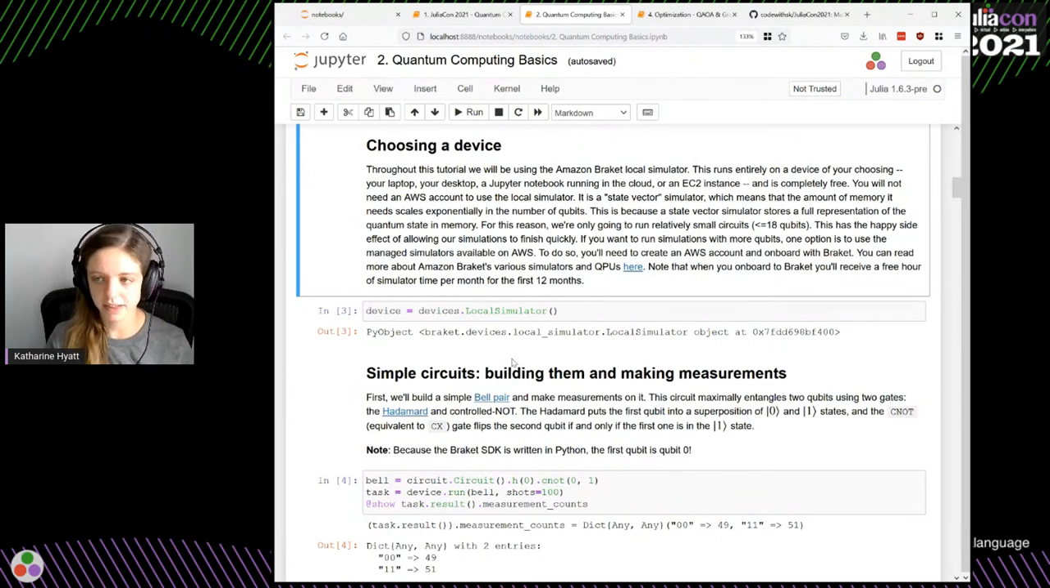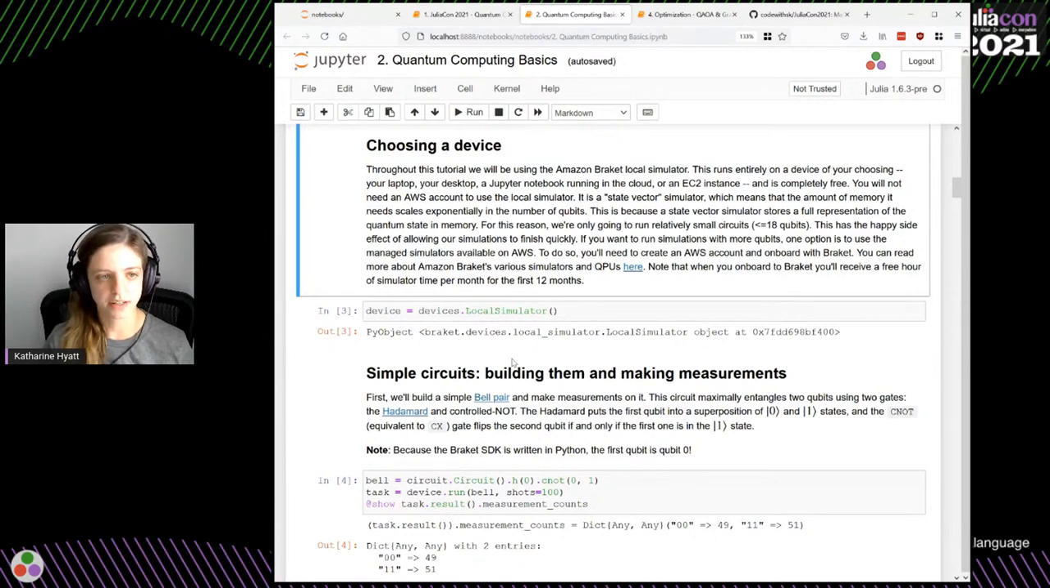It's a state vector simulator, and what that means is that the amount of memory we need to do a simulation scales exponentially in the number of qubits we want to use in the circuit. This happens because in a state vector simulator, we store a full representation of the quantum state in memory. And to do that, we need 2 to the n complex numbers, where n is the number of qubits in the circuit. And so for this reason, throughout this workshop, we're going to run circuits on relatively few qubits, i.e. less than 18.